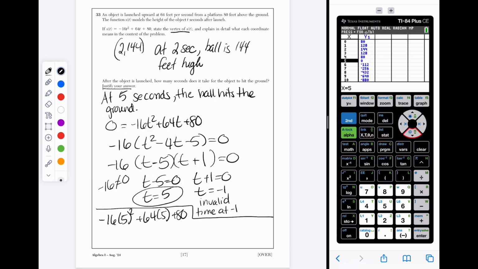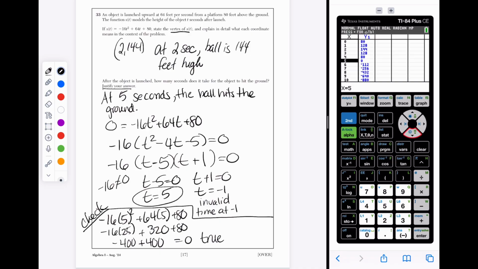If you do negative 16 times 25, because that's what you're working with here, you'll get negative 400. Plus 64 times 5 is 320. Plus 80, I'm just going to add the 320 and the 80 together to get 400. And negative 400 plus 400 does give us 0. So yes, this makes it true. This is our check. And that's it for this one.